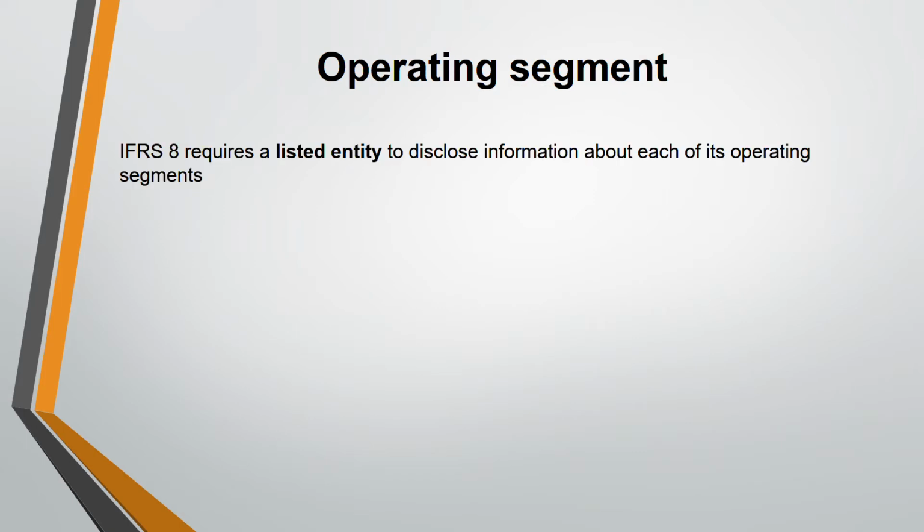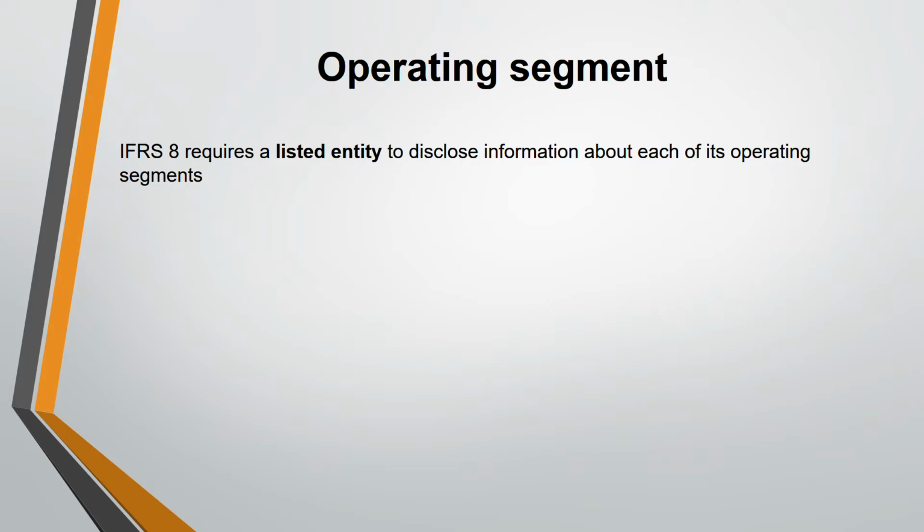Operating segment. This standard, which is IFRS 8, is only for listed entities. If you are an unlisted entity or a small medium sized enterprise, you are not required to comply with IFRS 8. It is not applicable for you. So you need to remember this is only for the listed entity. Why? Because only listed entities will have different segments, big companies. That's the reason IFRS 8 is only applicable for listed entities, and they need to disclose information about operating segments.